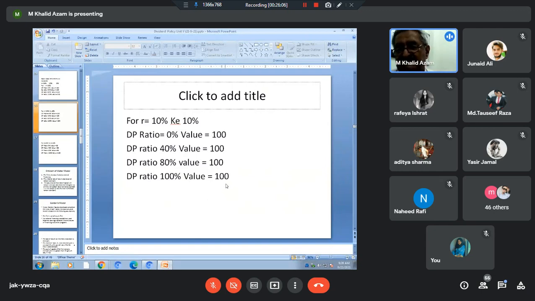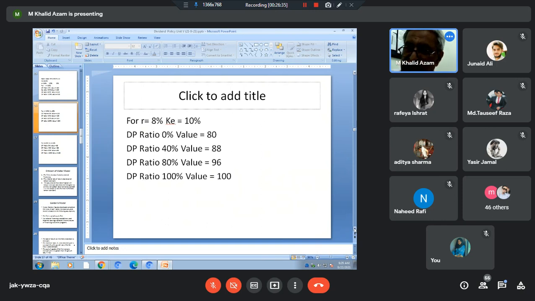So what he has proved with the help of this, he says that the value of the firm is being affected. Okay, here it is not being affected because both the things are the same: 10% cost of equity, 10% rate of return. So on the basis of this, he said that okay, there is no problem. So under this normal condition, normal firm, where these two are the same, the value is going to remain the same. Okay, no problem.